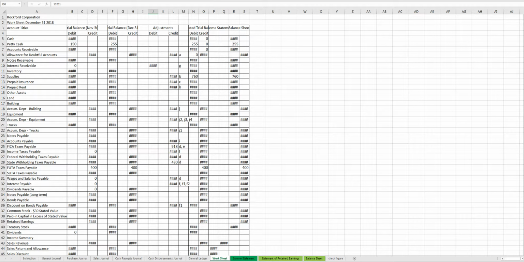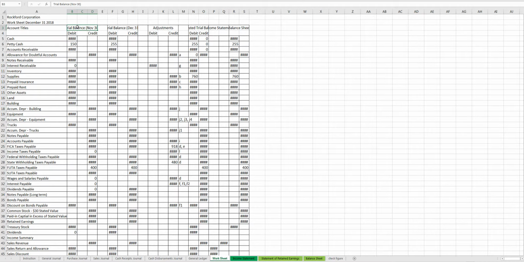So we finished all the journal entries, including adjusting entries. Actually, before we do the adjusting entries, we're going to work on the trial balance. Or you can work after the adjusting entries, it doesn't matter. Typically we do two trial balances before the adjusting entries: first, the trial balance for November 30th, and the trial balance for December 31st.